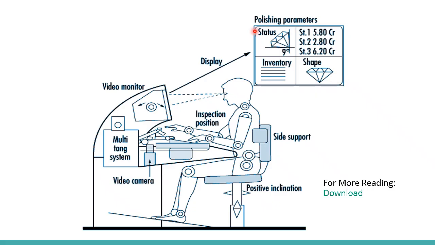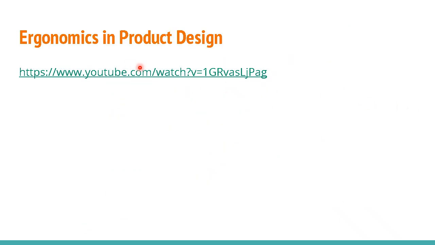Polishing parameters, standardized shape, inventory. So there is one image. For more reading, please go to the downloads. Ergonomics in product design: one of the best YouTube videos we suggest you watch to learn ergonomics in detail. It will be greatly helpful to you.